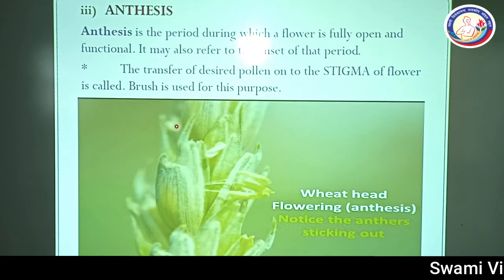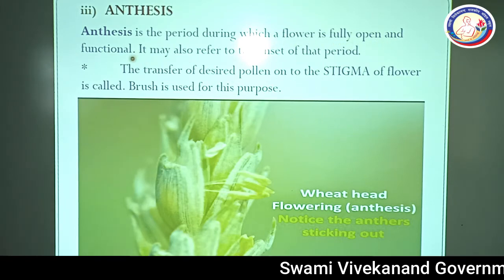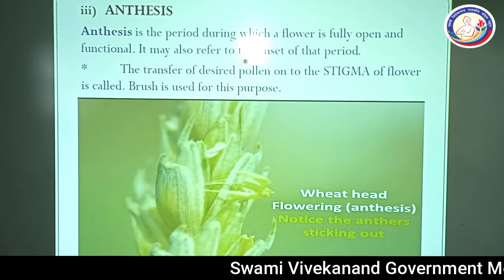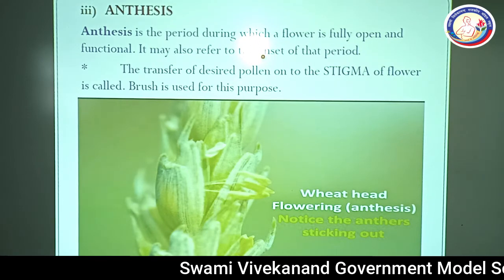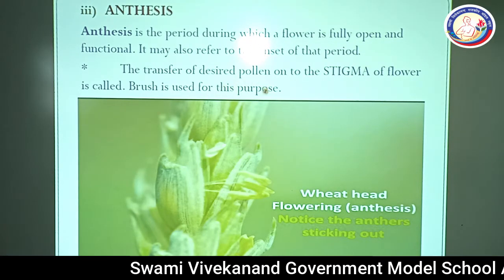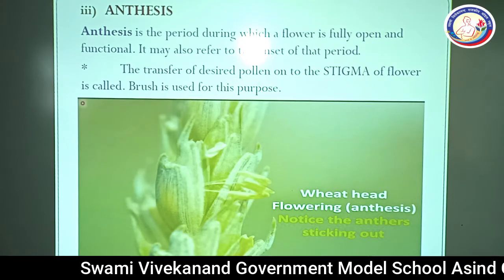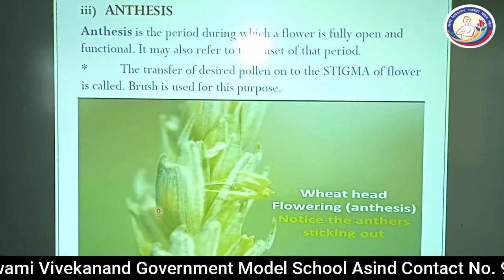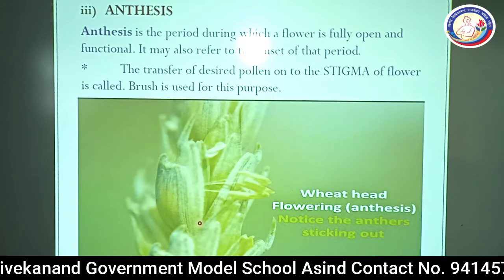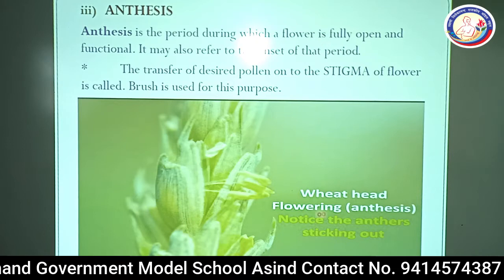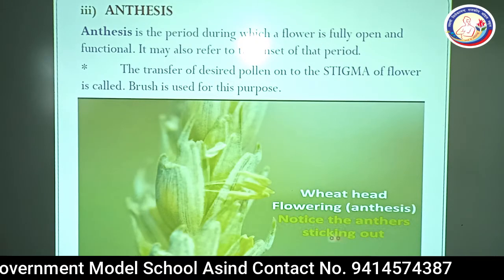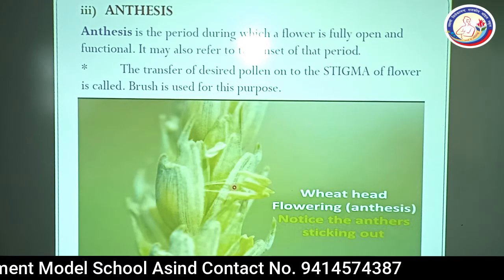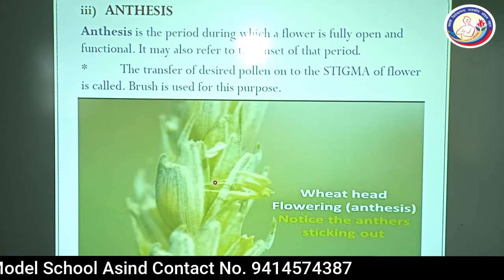The next is anthesis. Anthesis is the period during which the flower is fully open and functional. It may also refer to the onset of that period. So the transfer of desired pollen onto the stigma of the flower is called anthesis, and a brush is used for this purpose. So you can see a close picture of wheat inflorescence, wheat head flowering anthesis. Notice the anthers sticking out. So you can see these are the anthers coming out from the flower.